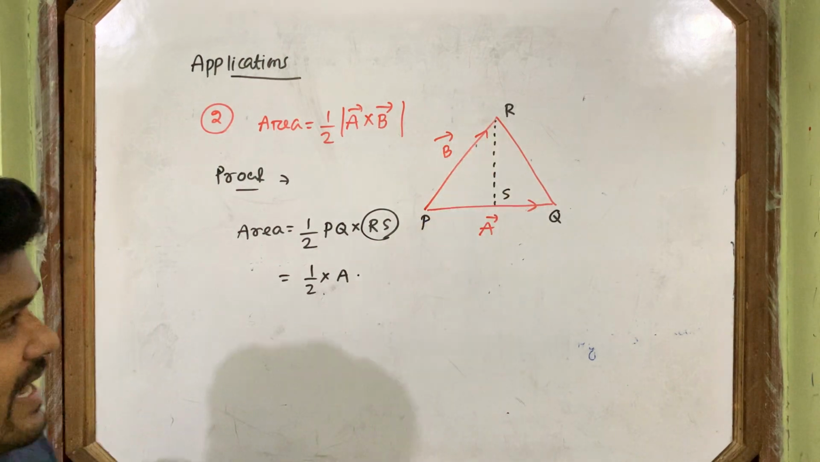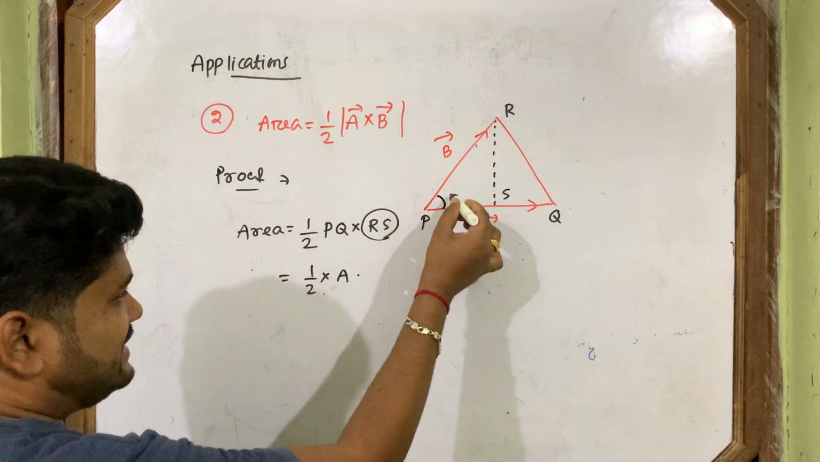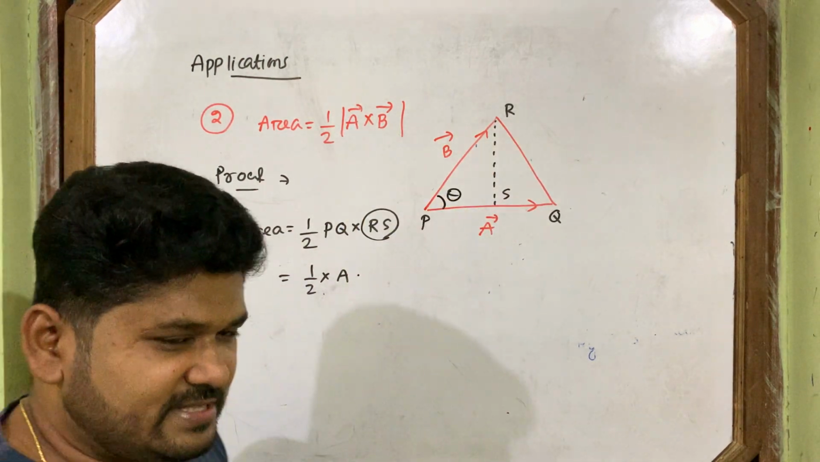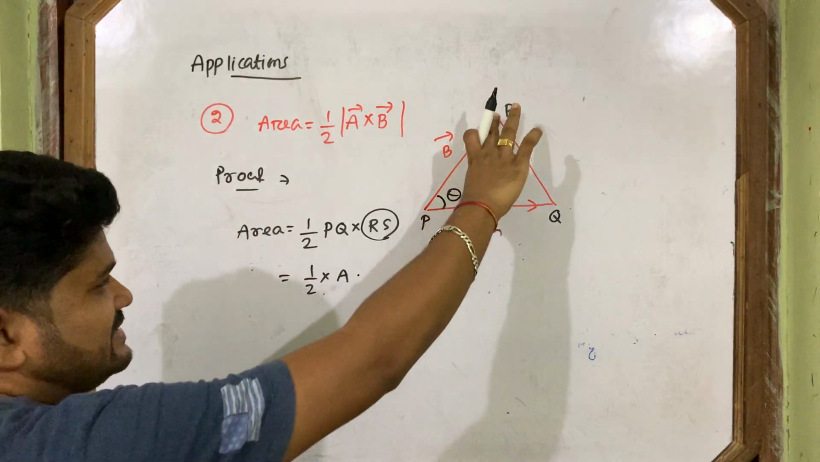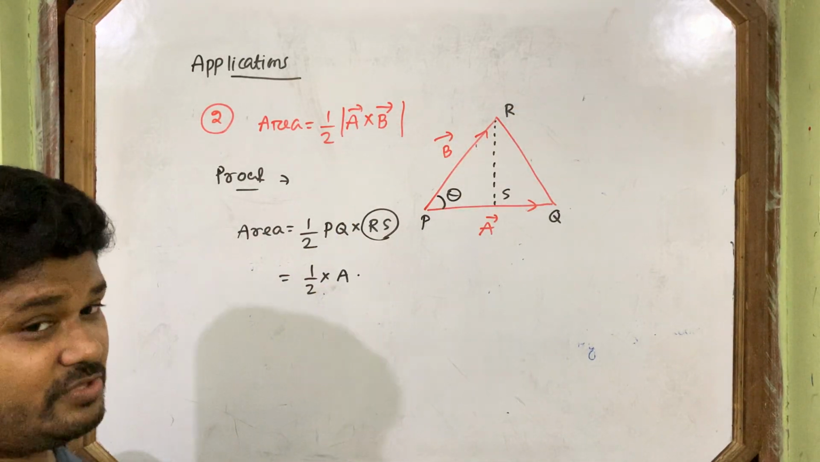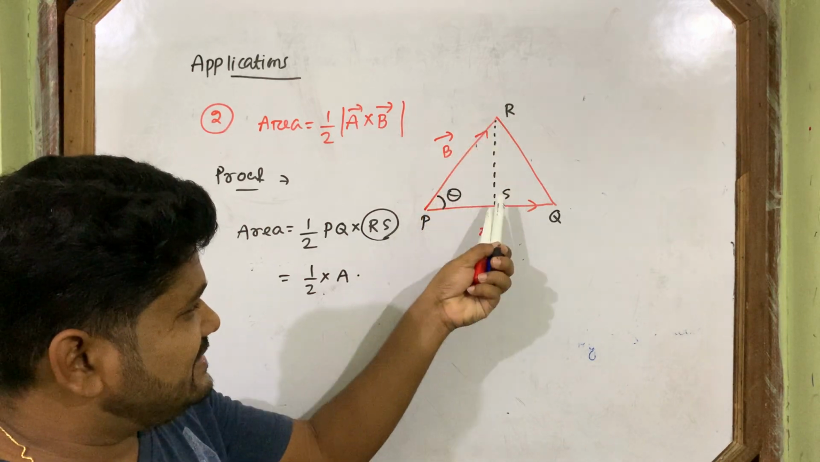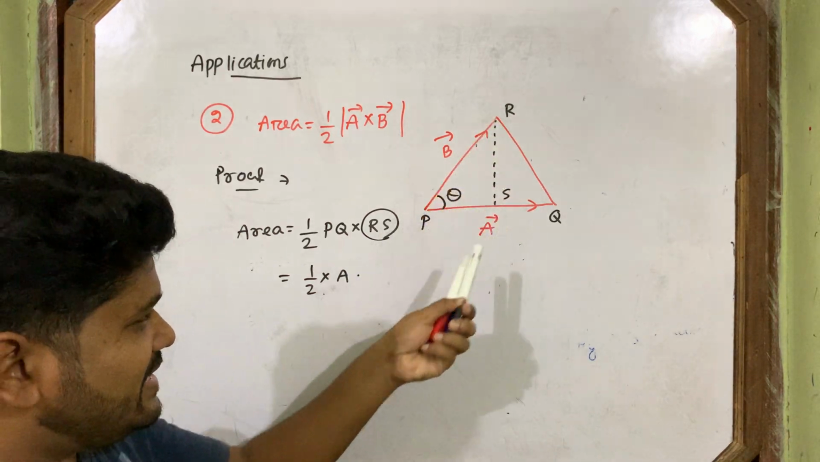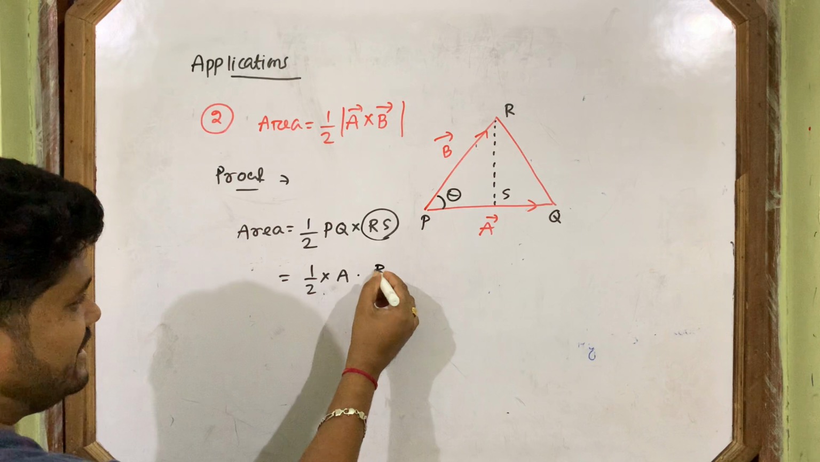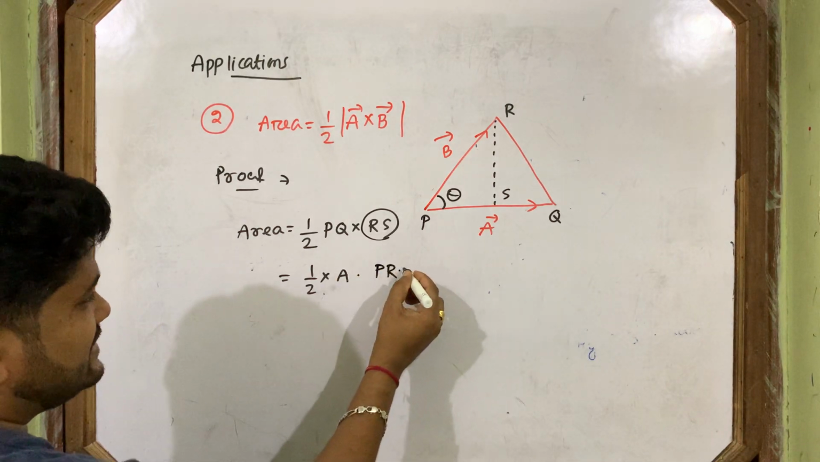But what about the height? RS. Let's choose this angle as theta. If this angle is theta, then how much is RS? I had already told you. In a right angle triangle, if theta is here, RS comes as PR sin theta.